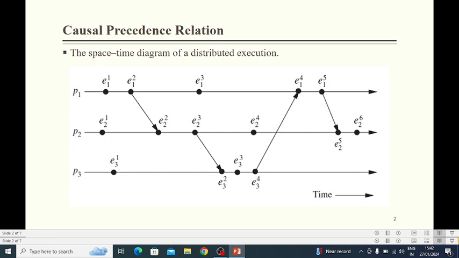Since we assume that an event execution is atomic, hence indivisible and instantaneous, it is justified to denote it as a dot on a process line. In the figure, for process P1, the second event is a message send event. The third event is an internal event. And the fourth event is a message receive event.